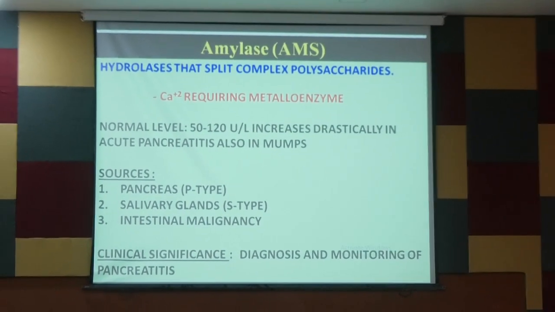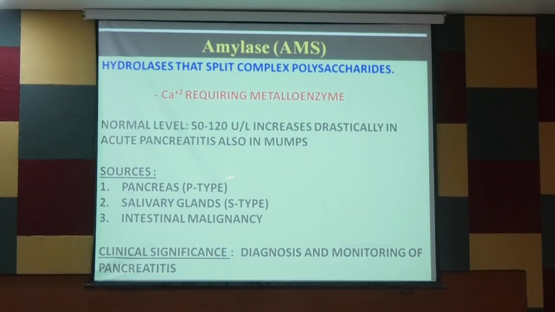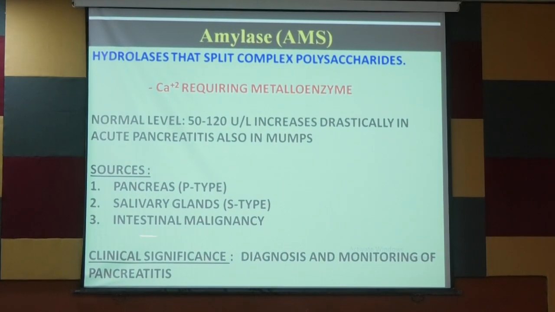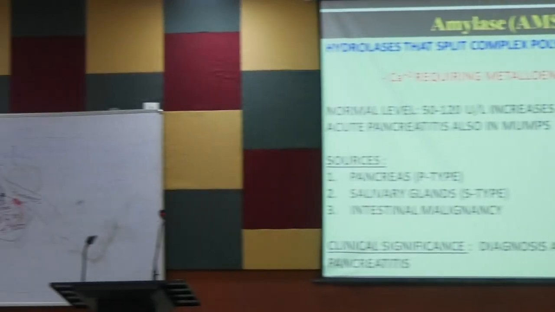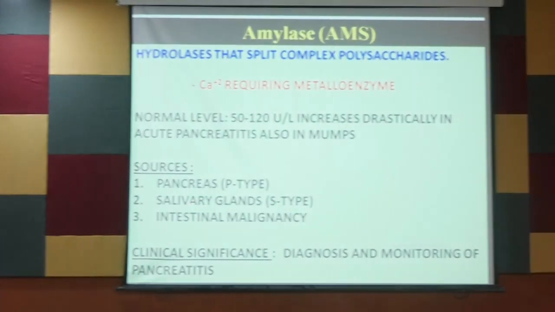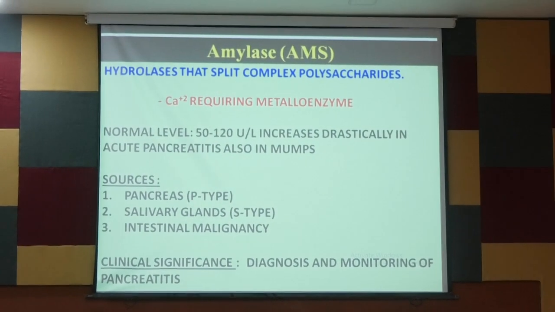Amylase: T type, S type, and intestinal malignancy. This is no type, but it increases only in cancer. It is neither P type nor S type. S type means salivary gland. P type means pancreatic type.